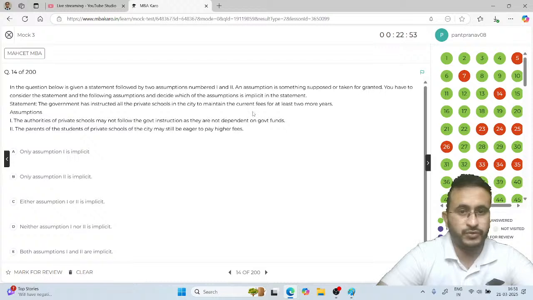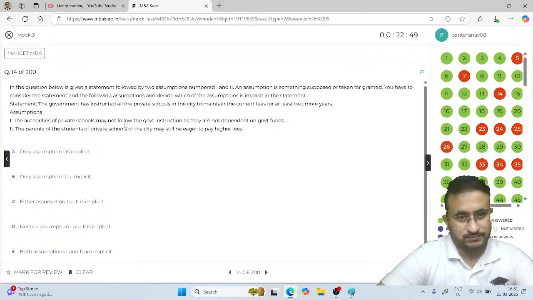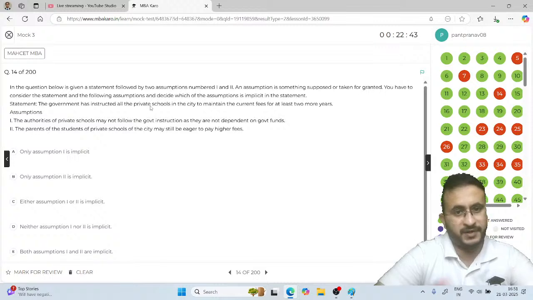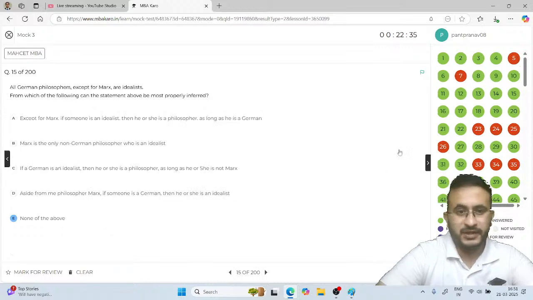All the private schools to maintain the current fees for at least 2 more years. They may not follow. So they have instructed the private schools, though they have to follow. So neither looks correct.